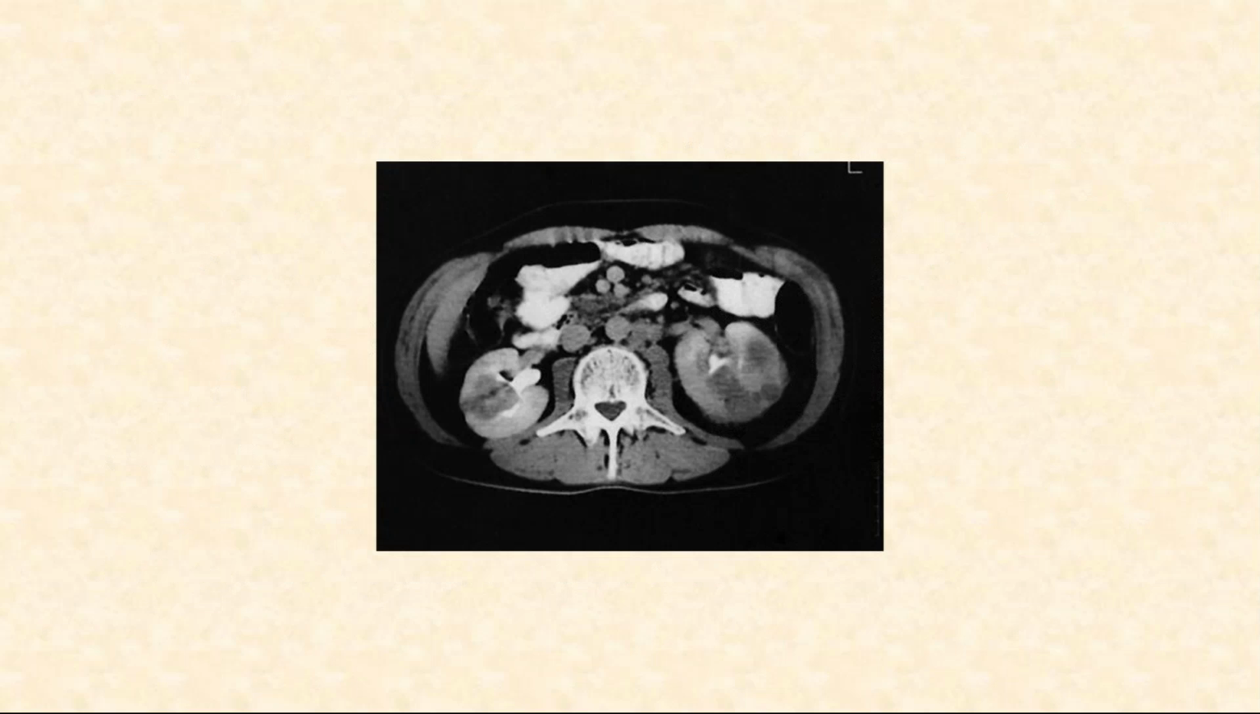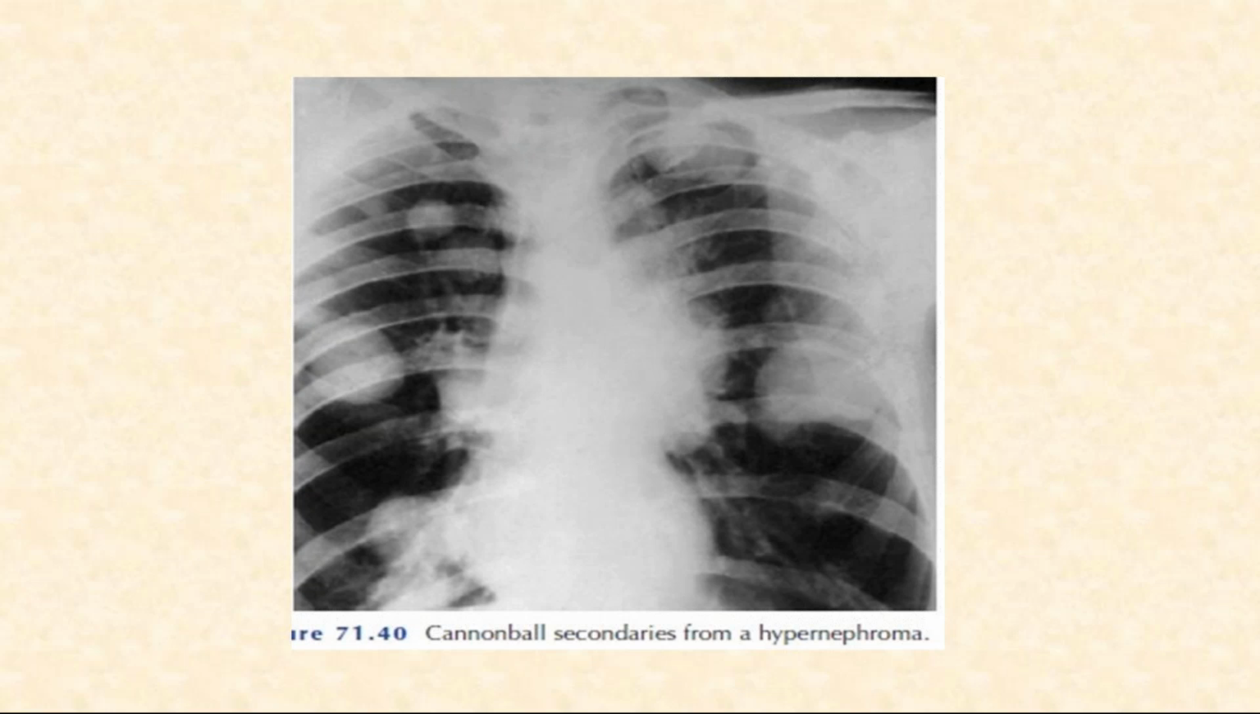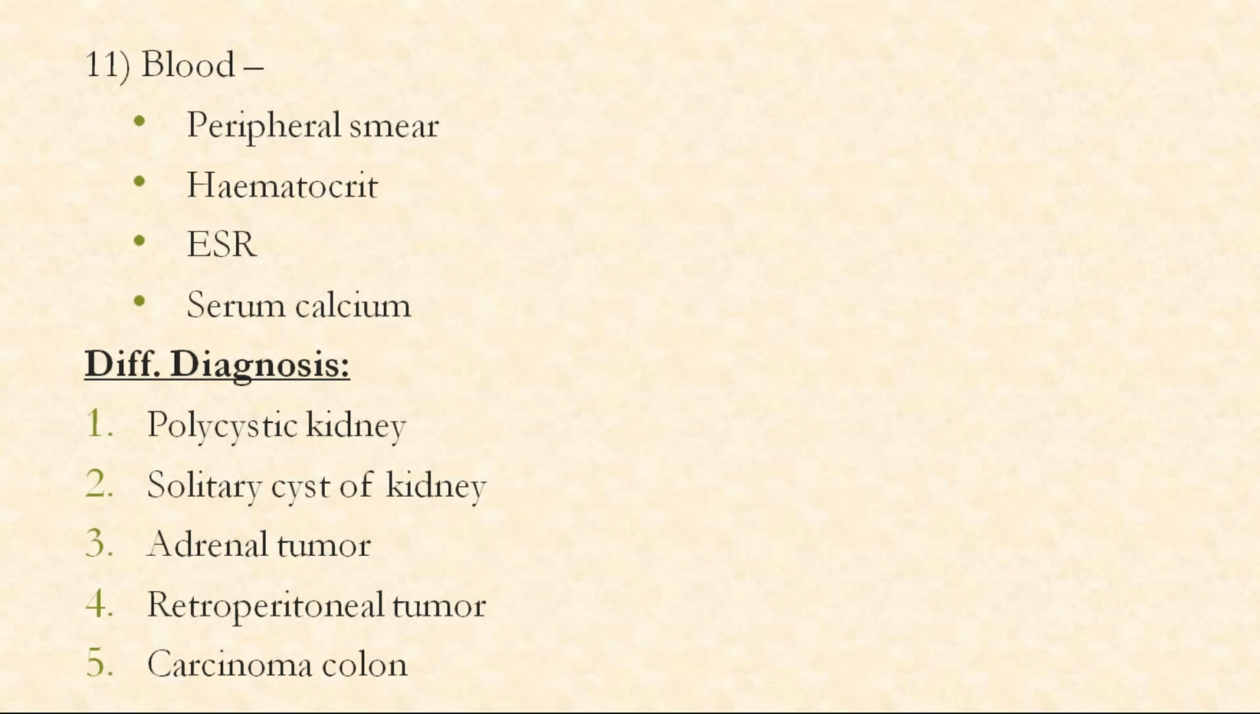This is the tumor arising from the kidney. You see, it is also bilateral. CT scan findings. This is the cannonball seen in the chest X-ray of a person who suffered from hypernephroma. Cannonball secondaries in the lungs.